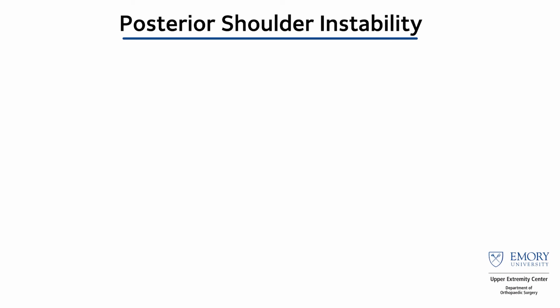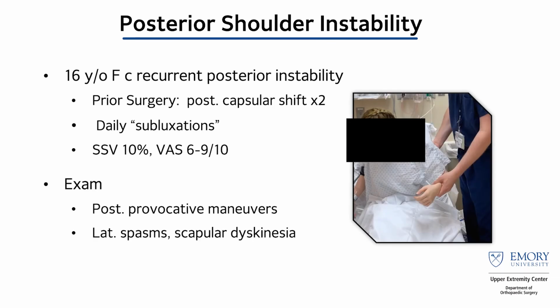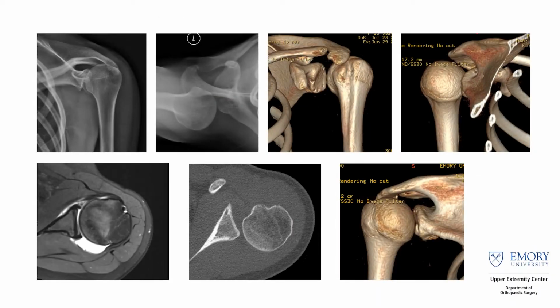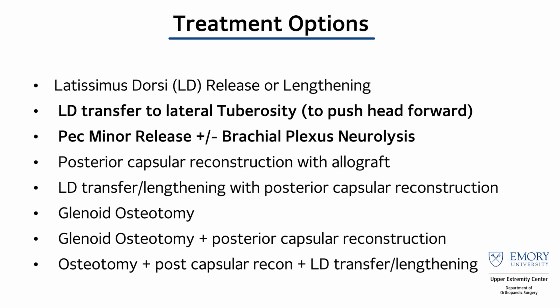Here's another example of a patient who had recurrent posterior shoulder instability, daily subluxations, very limited, had multiple prior surgeries. She did have some latissimus spasms, scapular dyskinesia. You can see she subluxed posteriorly. She has glenoid retroversion. In essence, a pretty complex patient who was sent to me for a posterior wedge osteotomy in a 16-year-old, mind you.